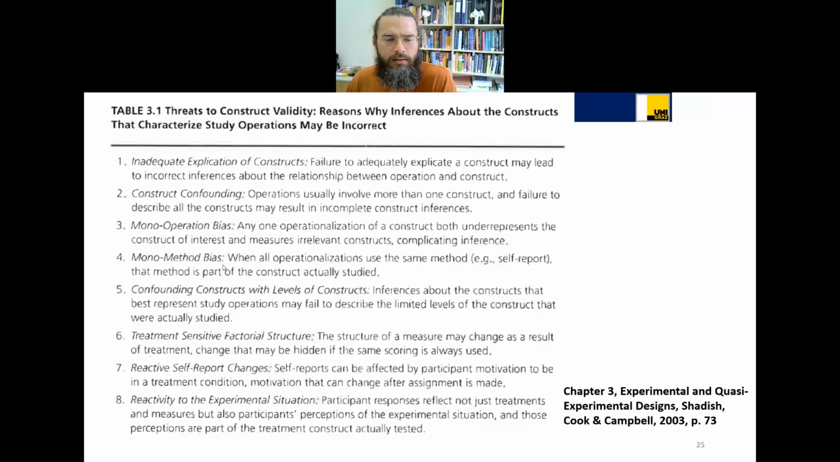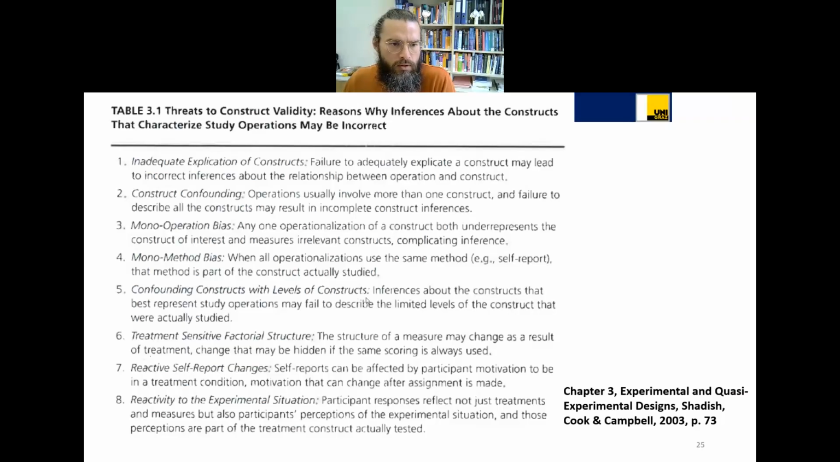Another thing is the monomethod bias. Beyond the materials you use, if you always use the same method, let's say paper and pencil tasks without any time limit, so you give people the tests and they have as much time to solve them as they want, or the opposite, you always only use tests with very tight time limits, then in both cases you have limitations regarding the generalizability of results.